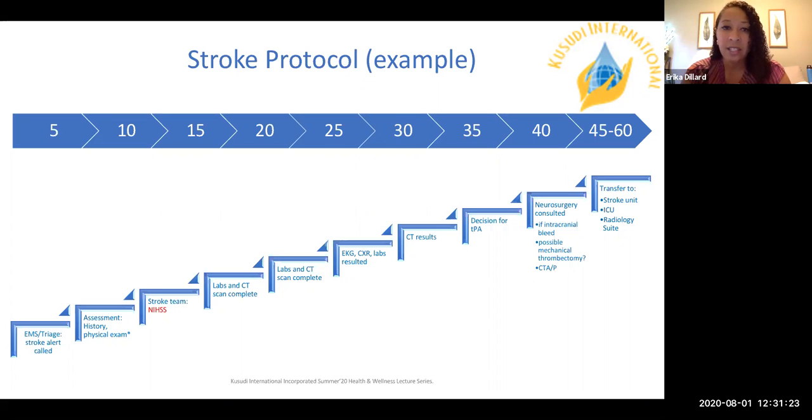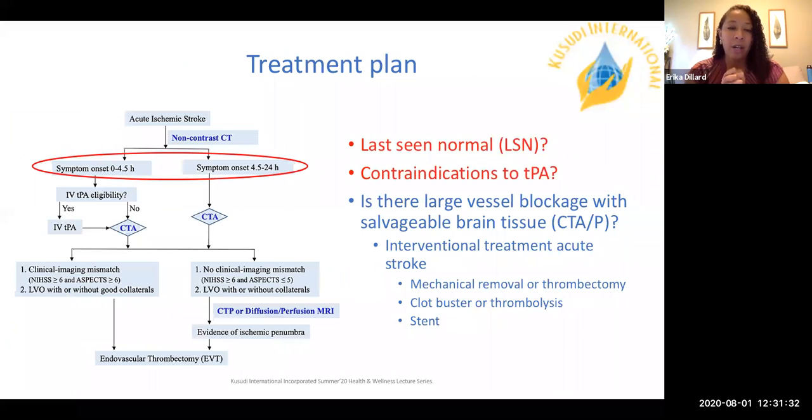All of these things, again, should be done within an hour from when you hit the door in the emergency room. Once you have all of this initial workup done, this is going to give you a better ability to have a treatment plan based off of your needs.